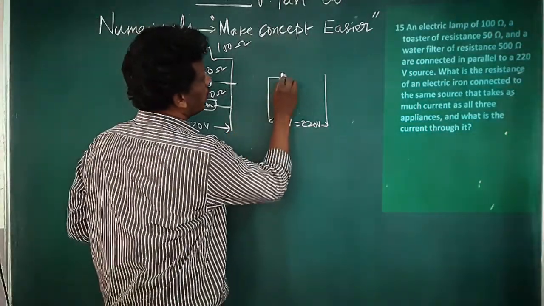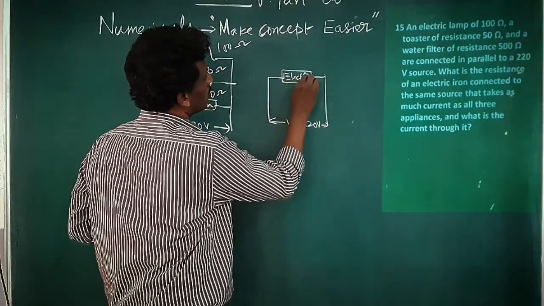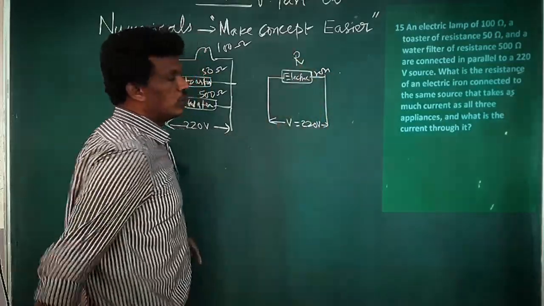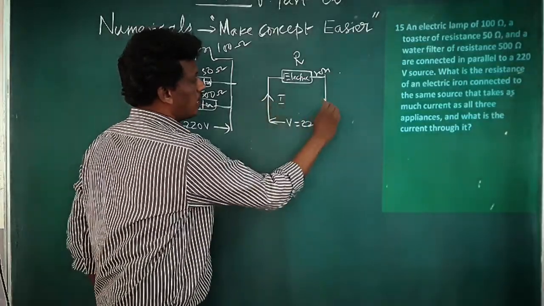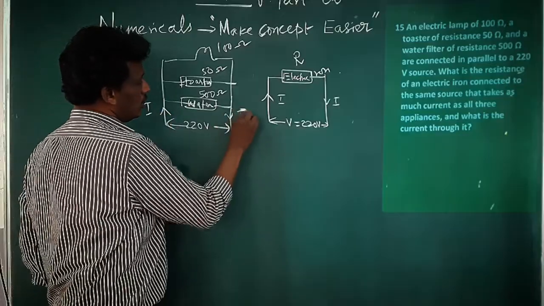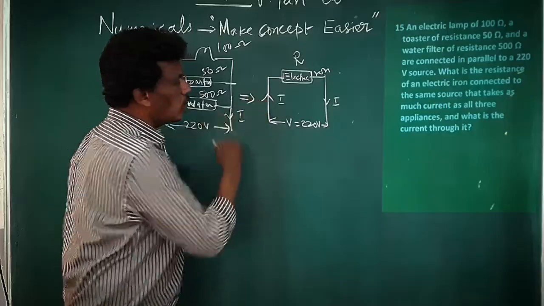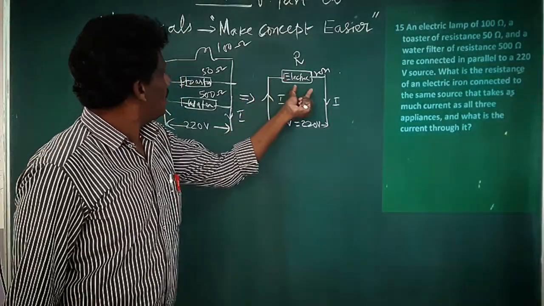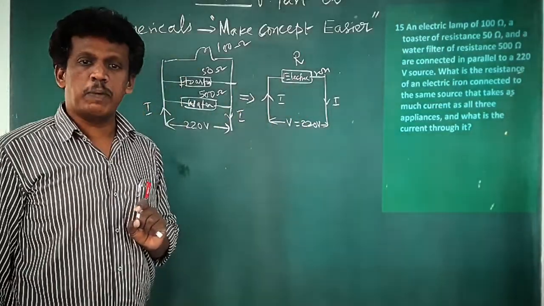So here, what are you going to connect? An electric iron. What is its resistance? We don't know. Let us see. At 220 volts the current should be the same, I. So what should be the current in this combination? I. What are you understanding from here? Can I say these two are equivalent? So the electric iron is equivalent to all the three electric appliances.